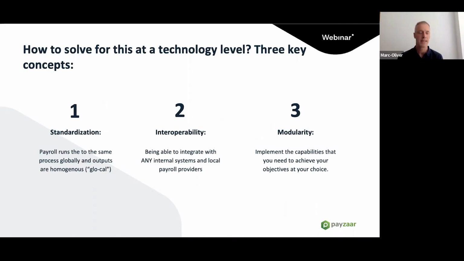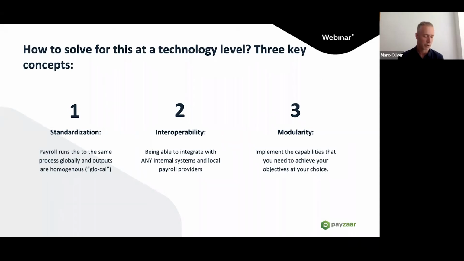And that's how modern PaaS solutions like Payzaar are built. Our platform is extremely flexible, configurable to integrate and operate with any local payroll system, whether it's an on-premise internal system that your own team is operating in, or a local payroll provider. So that's a very important concept to apply to the solution framework.